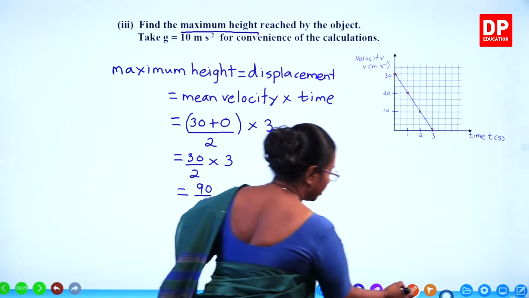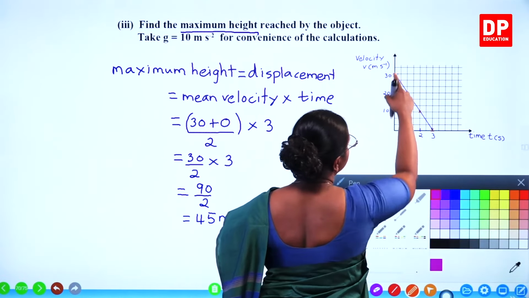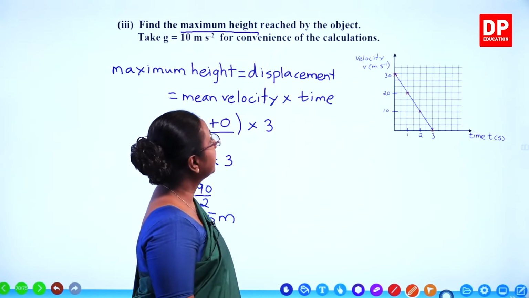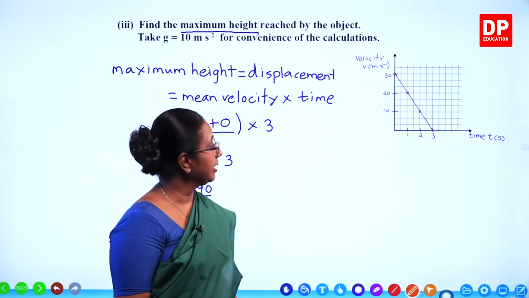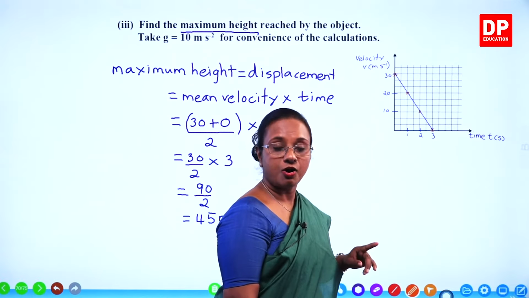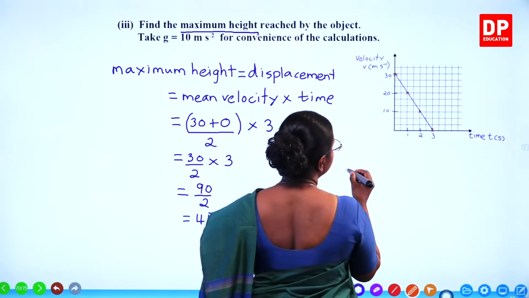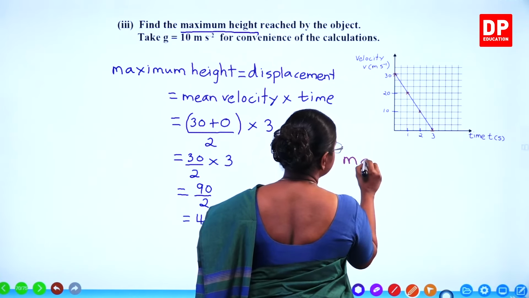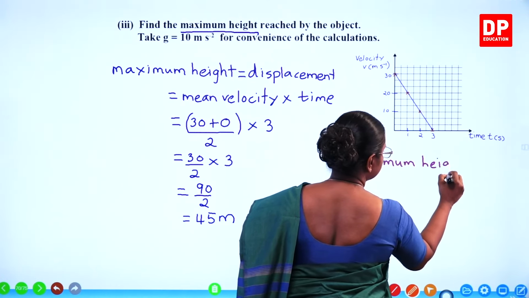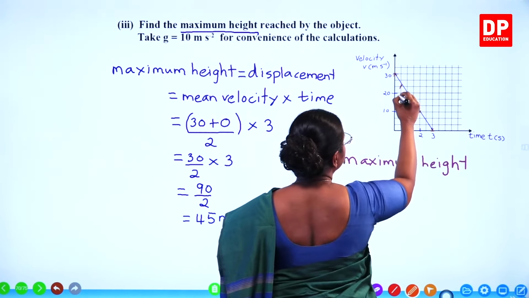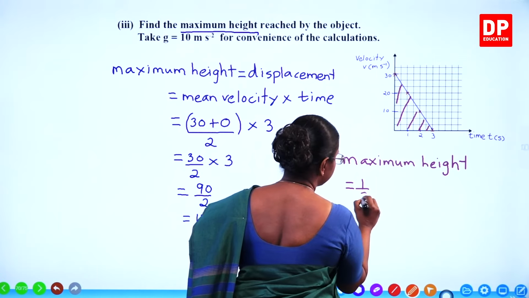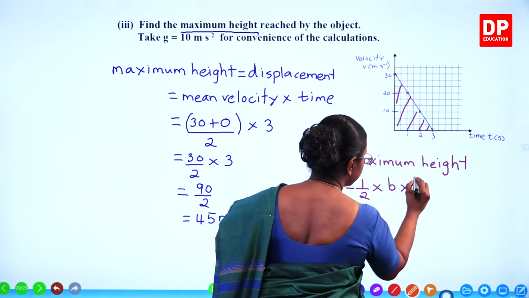The same calculation, since we have the graph, as you all know, we have done before, the displacement can be calculated using the area under the graph, which is the area of the triangle. So if we use the graph to calculate the maximum height, it will be the area under this graph. So that will be equal to half into base into height.